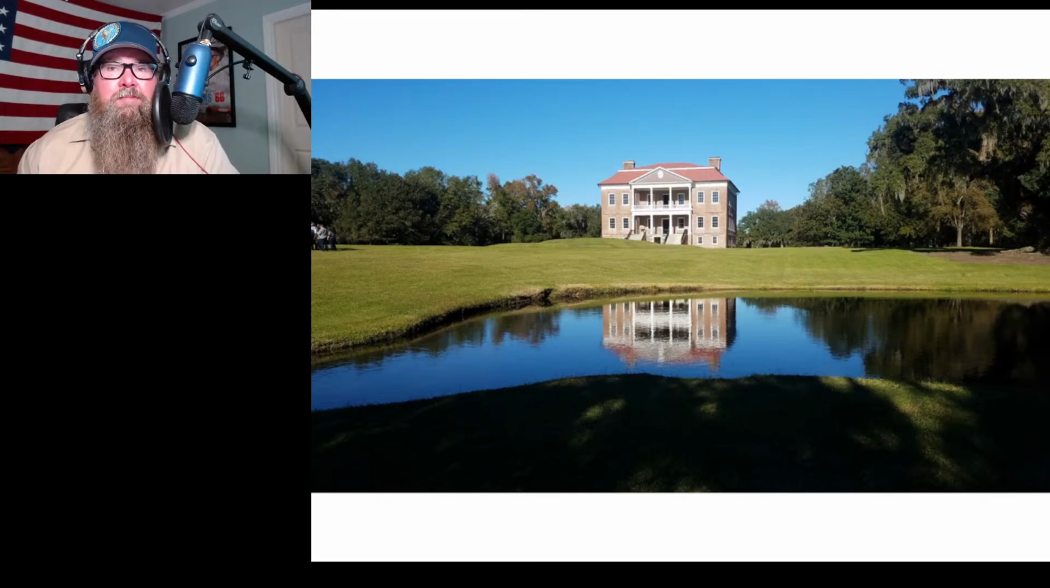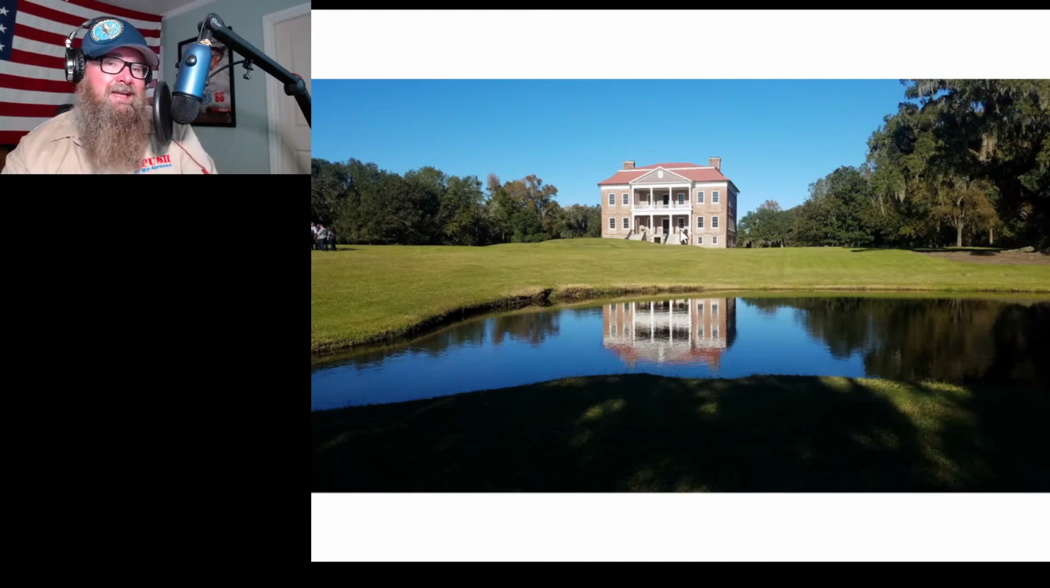But yes, that's a good picture, and that is called a mirror pool or mirror pond or something like that. I don't know. And that's what it's supposed to do. It's supposed to mirror the house so you can see it. It's a pretty big house, but it's pretty much unrestored.